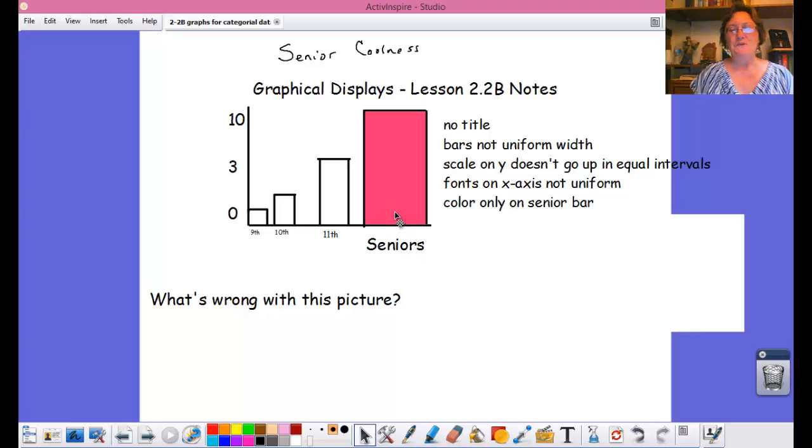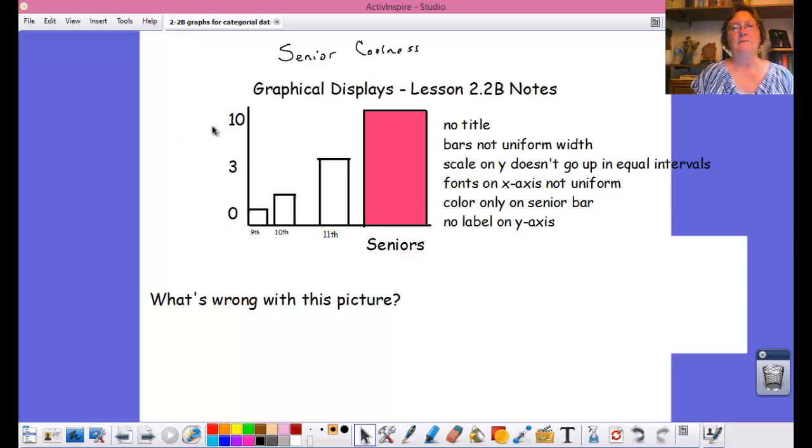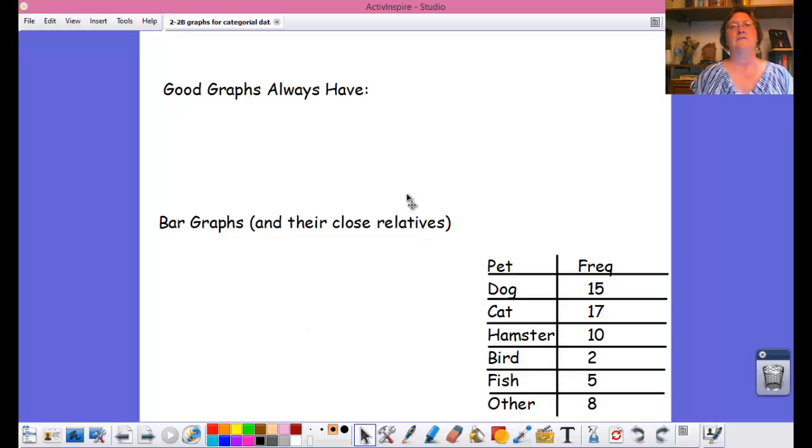Notice too, there's color only on the one bar. If you're going to use color, it should be uniform. Everybody should get a color, not just the seniors. And the last thing, there is no label on the y-axis. It would be hard to label, I guess, unless you were going to say coolness ranking or something like that. So lots and lots of stuff wrong with this graph, but we don't want to have deceptive graphs. Instead, we want to have good graphs.